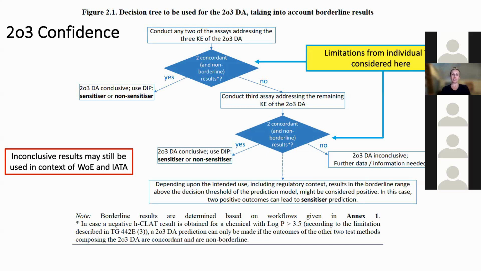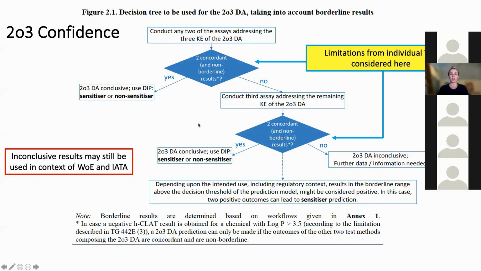But each of these decision points is where we take into account limitations from the individual key event-based test guidelines. So within each of the test guidelines for each of those methods, there are limitations that are described. So one example is for log P, so chemicals with a log P greater than 3.5. Within TG 442E, it says that negative results for the h-CLAT are not considered reliable for those high log P substances. So that is a limitation that is carried over into the defined approach. So that's important to note.